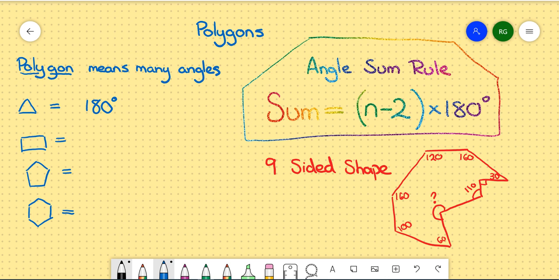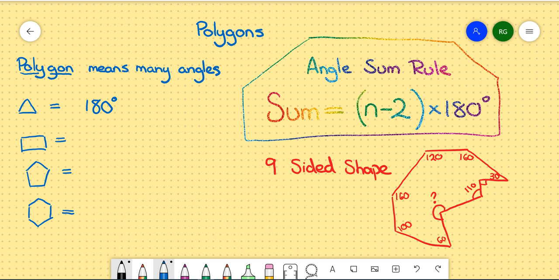In this lesson, we're going to be looking at polygons. Now, the word polygon means poly, many, and gon, angles. So, many angled shapes. We're going to start off with some pretty basic ones over on the left.